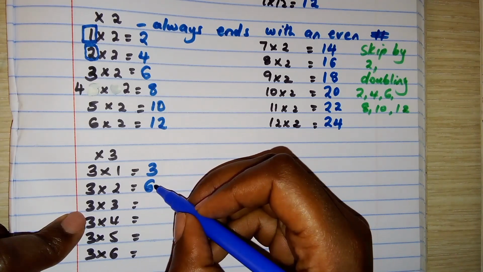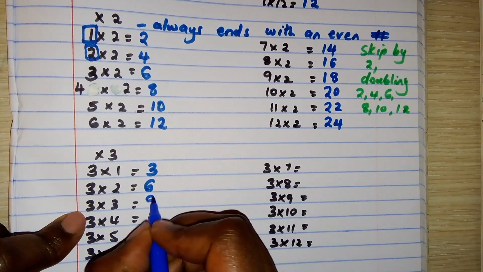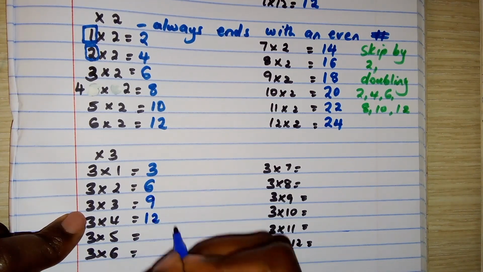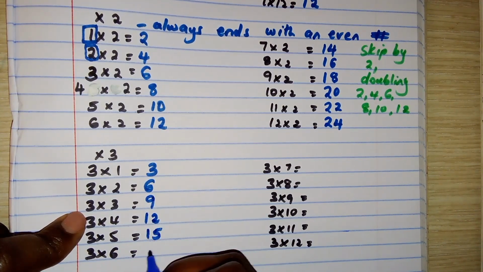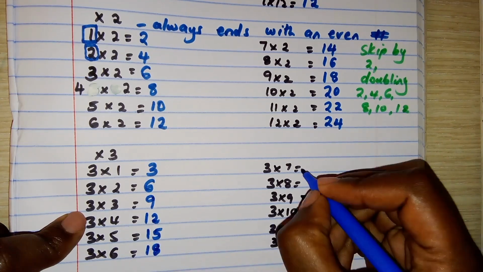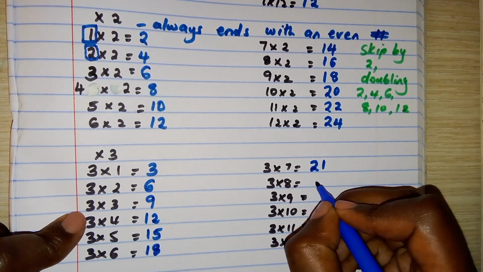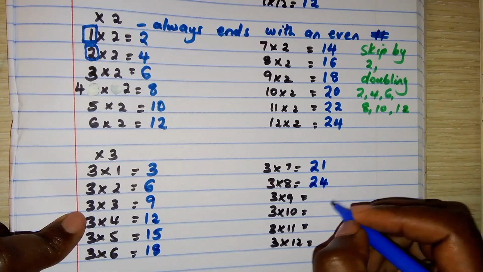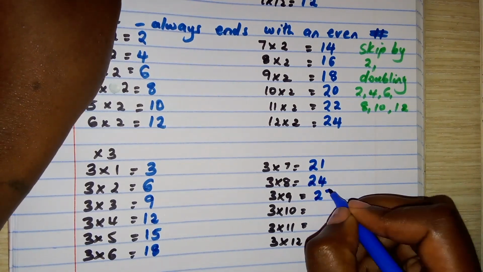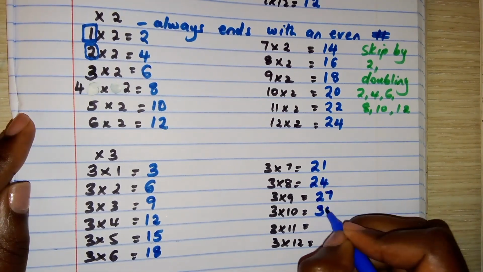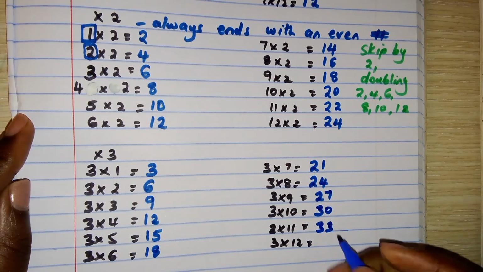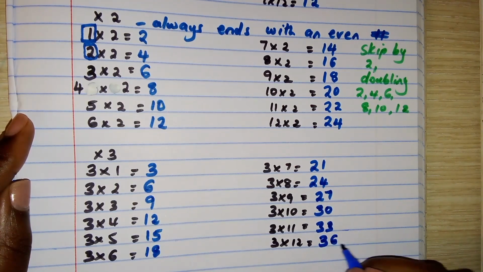So 3 plus 3 is 6, 6 plus 3 is 9, plus 3, 12, plus 3, 15, plus 3, 18, plus 3, 21, plus 3, 24, plus 3, 27, plus 3, 30, plus 3, 33, and finally plus 3, 36.